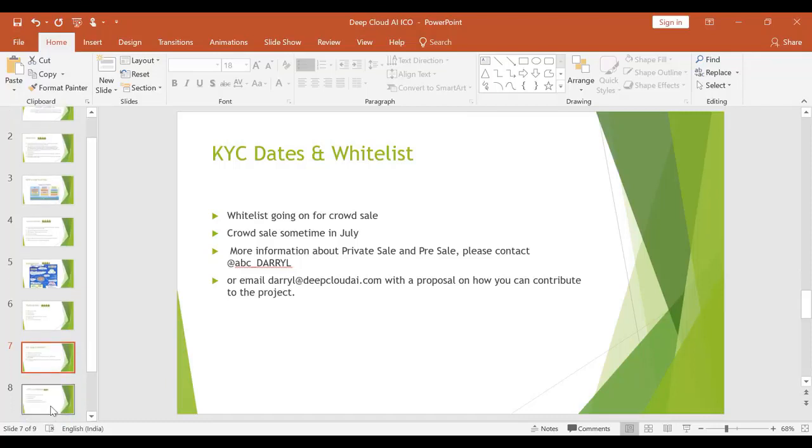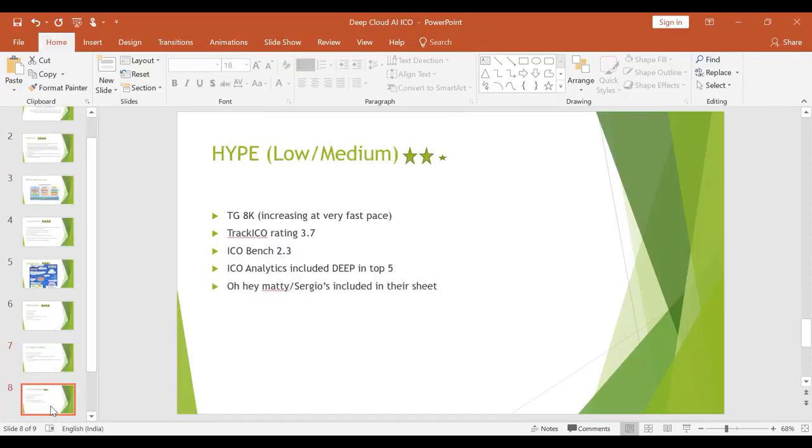Moving on to the hype. In the hype section they have scored just 2.5. So this is still the earliest stage. I don't see a lot of people talking at this point in time, because they will have their crowd sale somewhere in late July. So they still have time and can build the hype going forward. At this point in time, they have about 8,000 people in their Telegram.